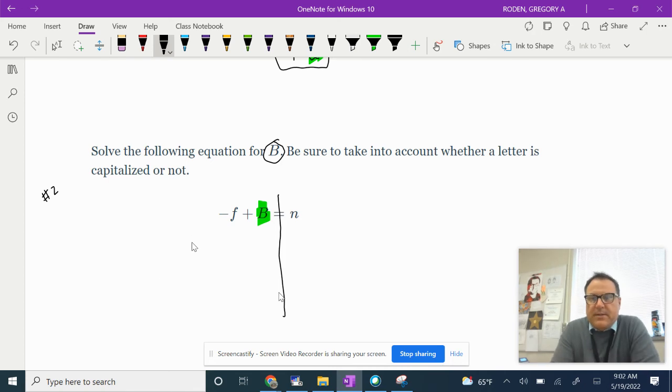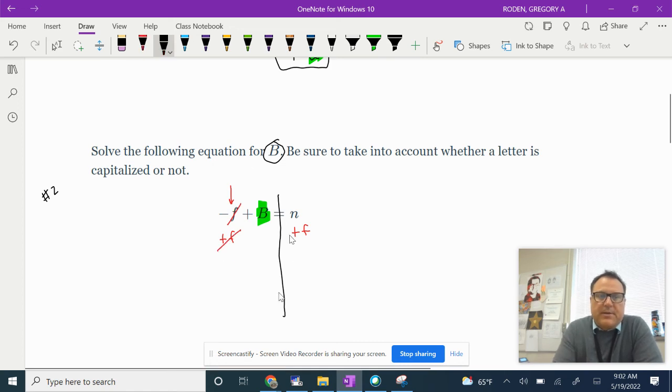Now, what's connected to my capital B? Well, what's connected to my capital B is negative F. I'm adding a negative F to it. Well, what's the opposite of adding a negative F? Well, adding a positive F to both sides. So I'm going to add a positive F because negative F plus positive F cancels out. These two cancel out. So in this case, negative F cancels positive F, and now B is all by itself. That's the whole point here, right?